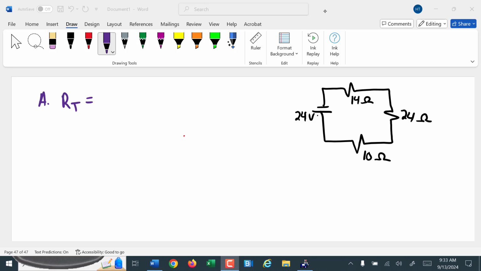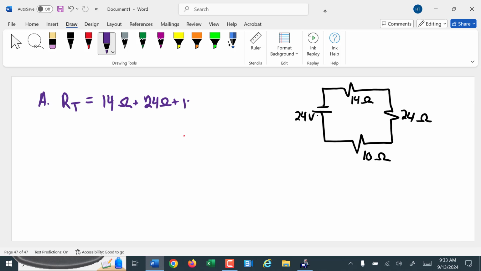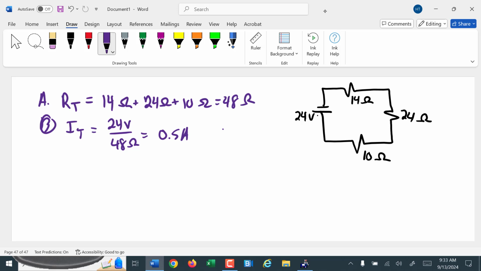So the total resistance, 14 ohms plus 24 ohms plus 10 ohms gives us what? 48 ohms. Perfect. Then for part B, it wants the total current. Total current is just total voltage divided by total resistance. Gives us 0.5 amps, or if you wanted to, 500 milliamps, either way.